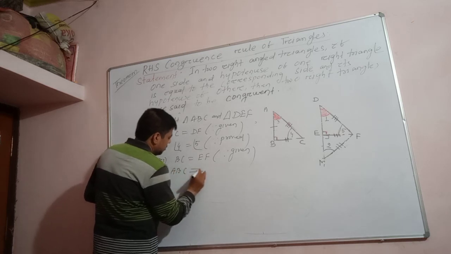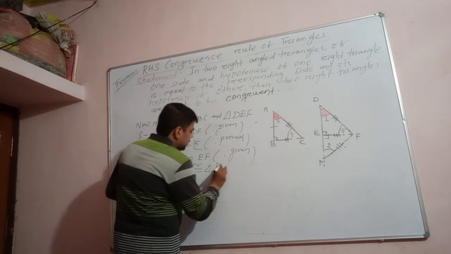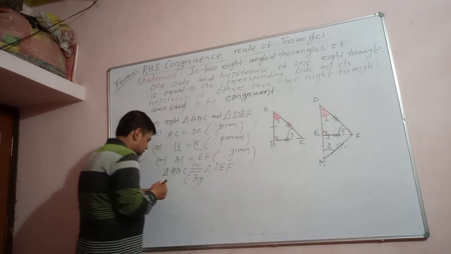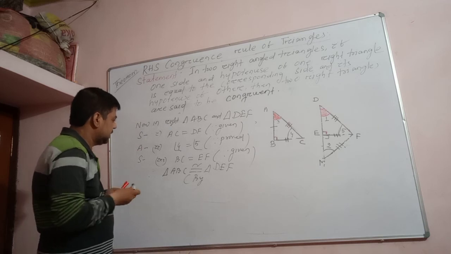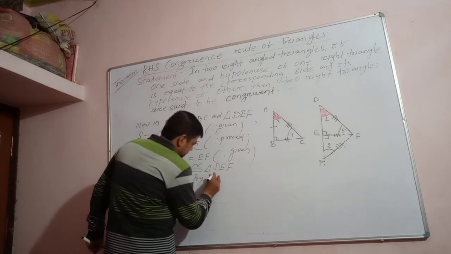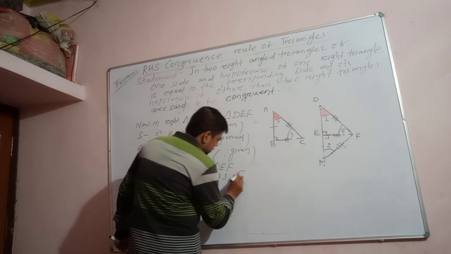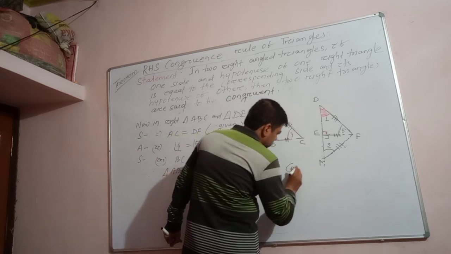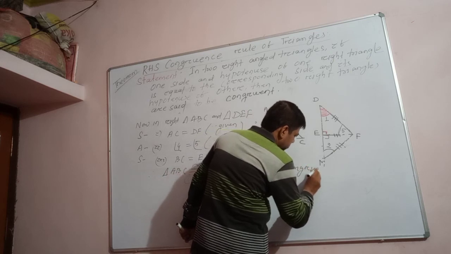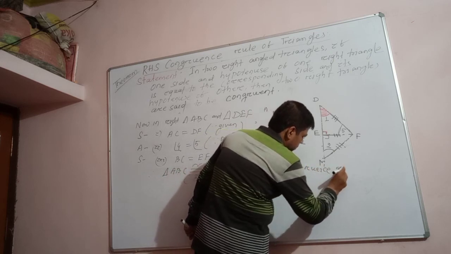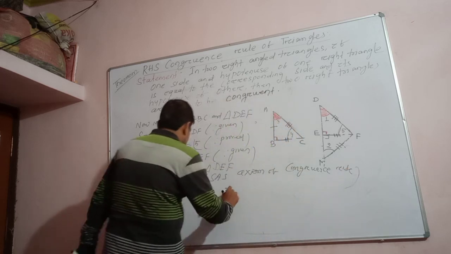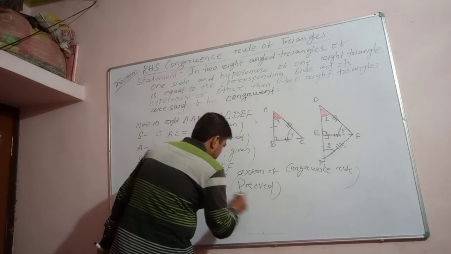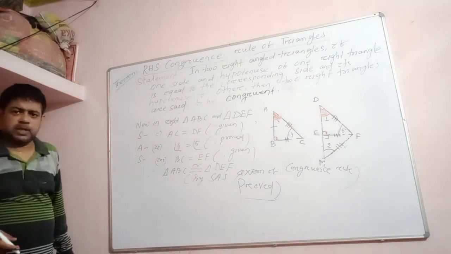Side, angle, side. So according to side, angle, side, the triangles can be congruent. Triangle ABC is congruent to triangle DEF by side, angle, side axiom of congruence, right? So this is how the theorem is proved.